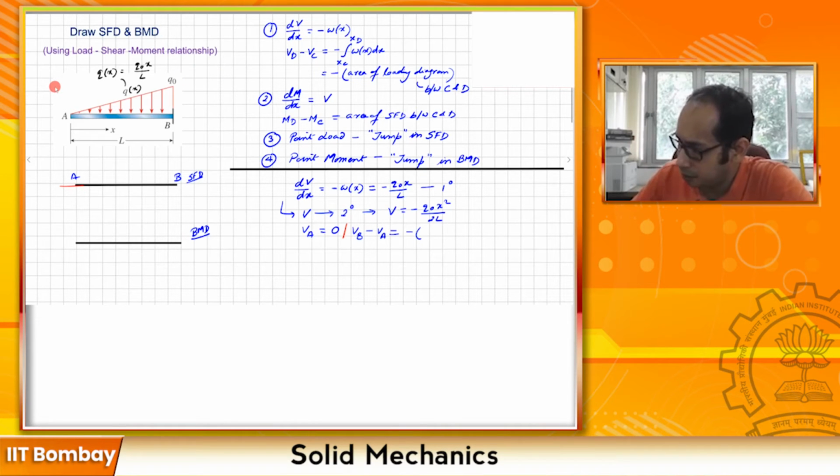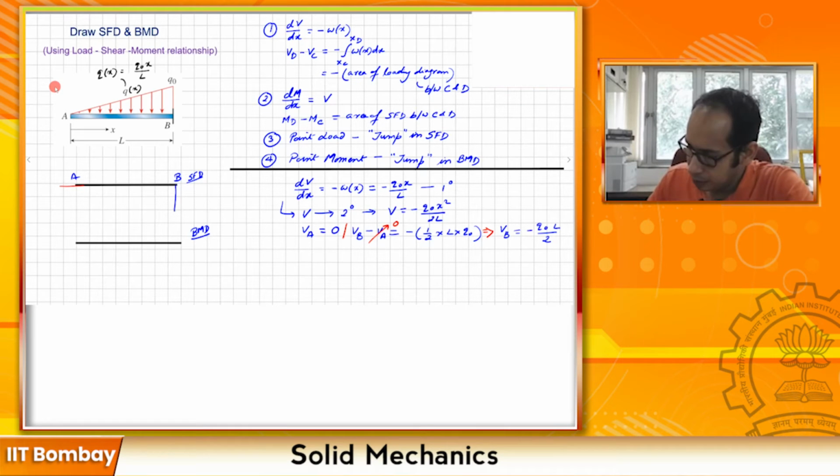And what is that? It is the negative of the area of the loading diagram, so half times L times Q naught. Now here I know that my VA is 0. So that gives me that my VB is equal to minus Q naught L over 2. So at B, I am going to have a Q naught L over 2 negative. I'm drawing in the lower half, so I'm not marking the negative sign.